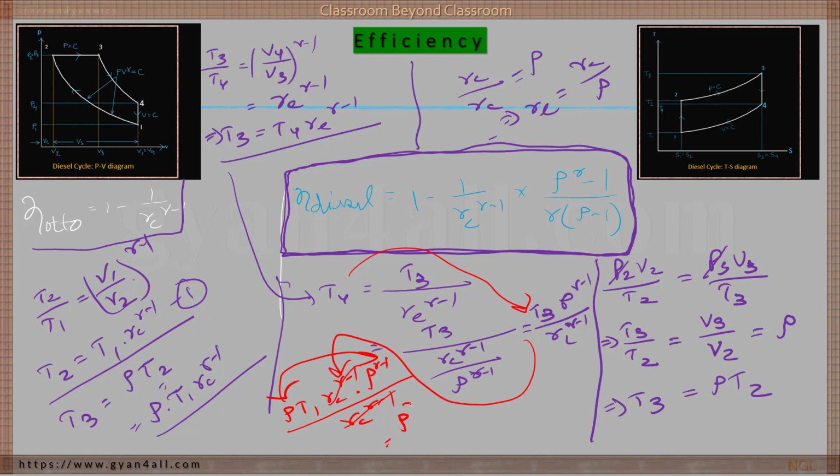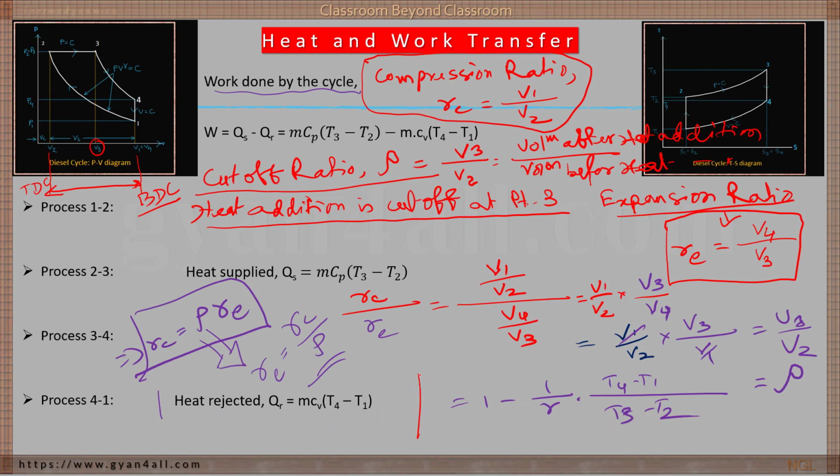Rho to the power gamma, rho to the power gamma into T1. So it is just simple mathematics, it can be solved any other way. Now, if we look at our original equation, this is the efficiency we wrote a little earlier. Now here you put the values of T4, T1, T3, T2 and then simplify.